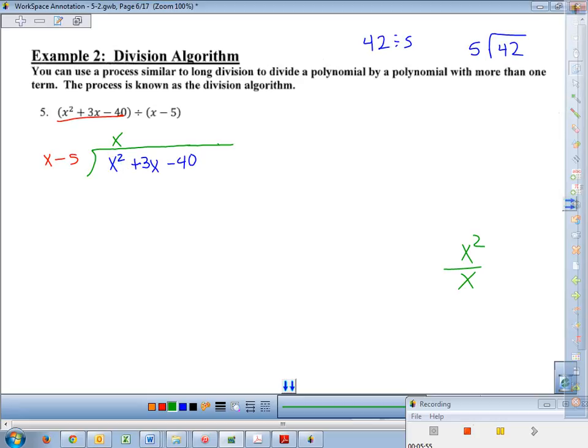Cool. X goes right there. Then we multiply. We want to take x times x, and what would you get? X squared. Now I want to show you something weird. Then we multiply x times negative 5, and we get negative 5x. We're just going to multiply those out.